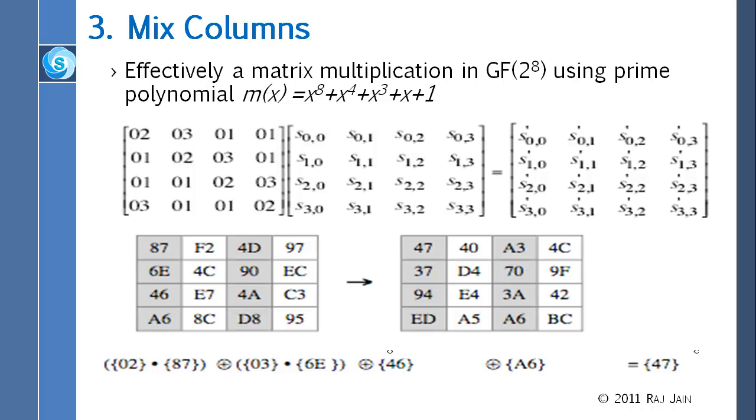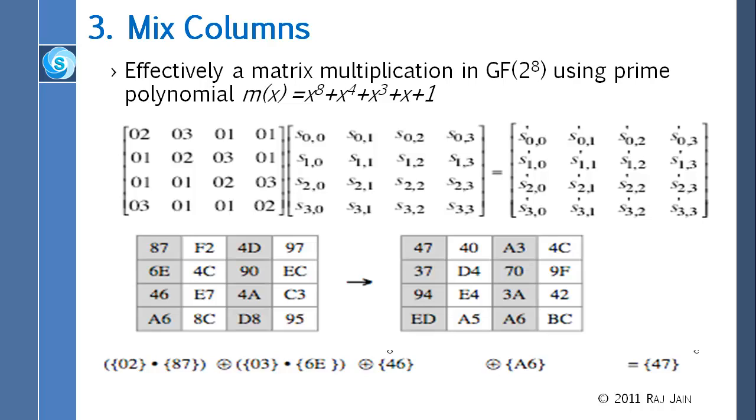What is the binary expansion of 2? 10. 10 is simply x. 03 is x plus 1. Right. And 01 is just 1. And so on and so forth. You put the polynomials corresponding to these bytes there. Multiply them. You get some new polynomials. If there is any term of x8 or more, then you subtract the modulus polynomial so that this becomes less than x raised to 8. That is the result you get.